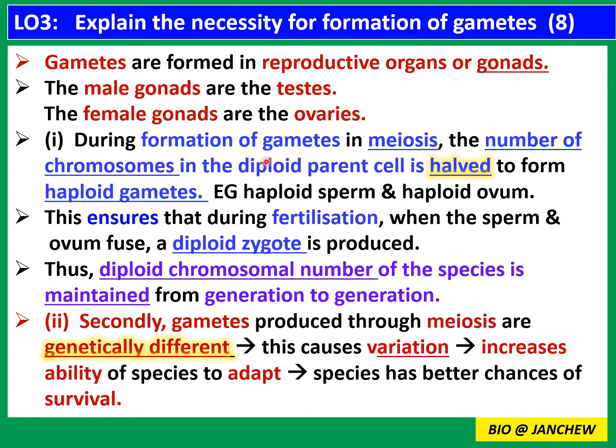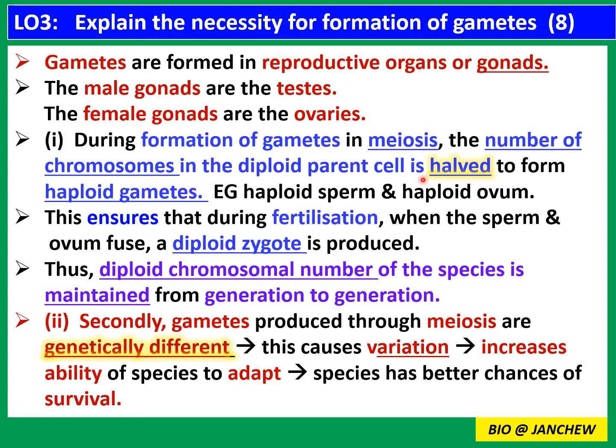That's because during the formation of gametes through meiosis, the number of chromosomes in the diploid parent cell will be halved to form the haploid gametes, such as haploid sperm and haploid ovum. And this will ensure that during fertilization, when the sperm and ovum fuse together, the diploid zygote is produced. Alright, that means the diploid condition will be produced again. And thus, the diploid chromosomal number of the species will always be maintained from generation to generation.